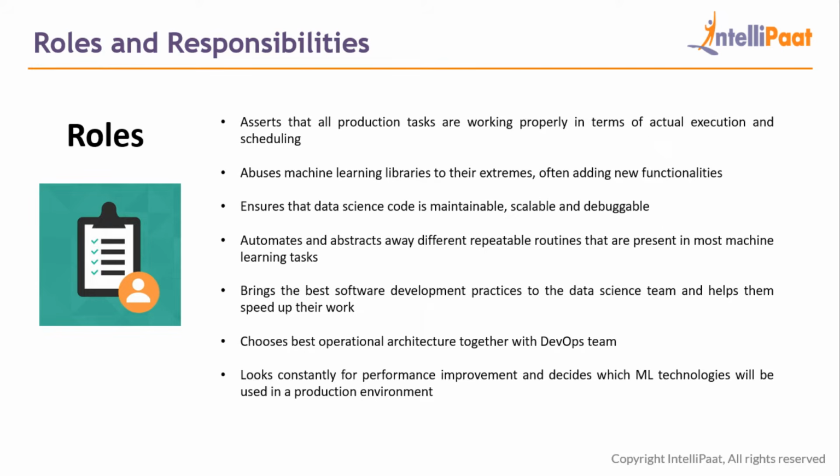So again, the fourth thing is to automate and abstract away very different repeatable routines that are present in most machine learning tasks. Well, you need to figure out how to make it unique for your organization, right? Because with respect to machine learning, it's a lot of iterations, it's a lot of doing the same thing that everyone else does. Well, you need to stray away from this to make sure that you can do something on your own, keep it unique, and keep it very efficient at the same time.